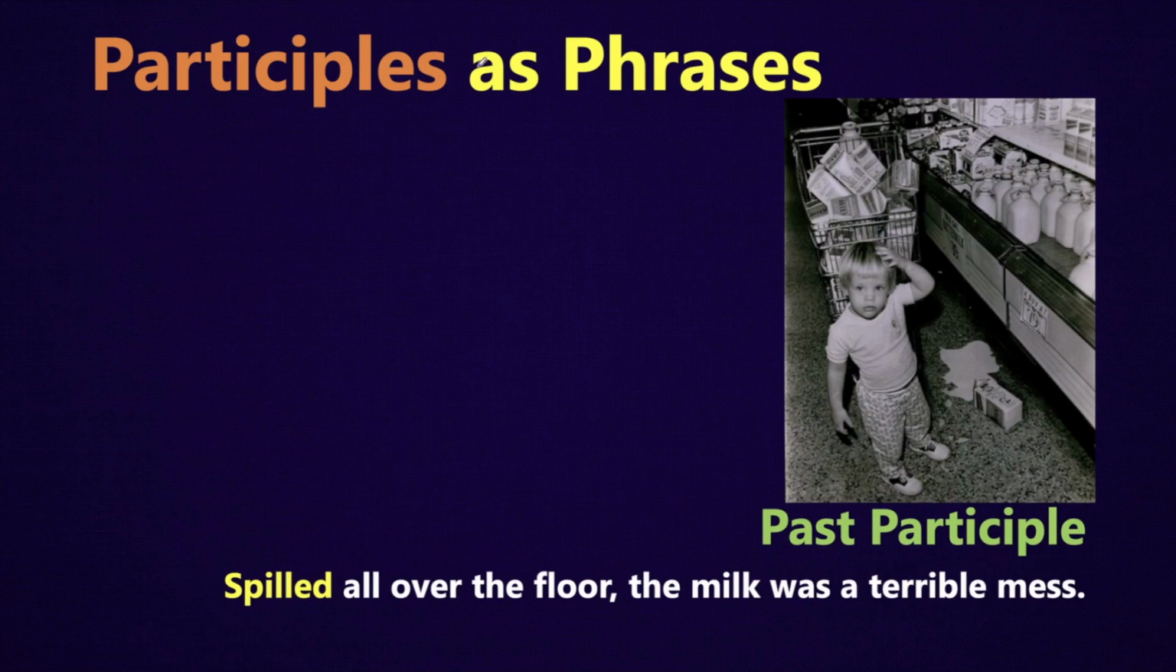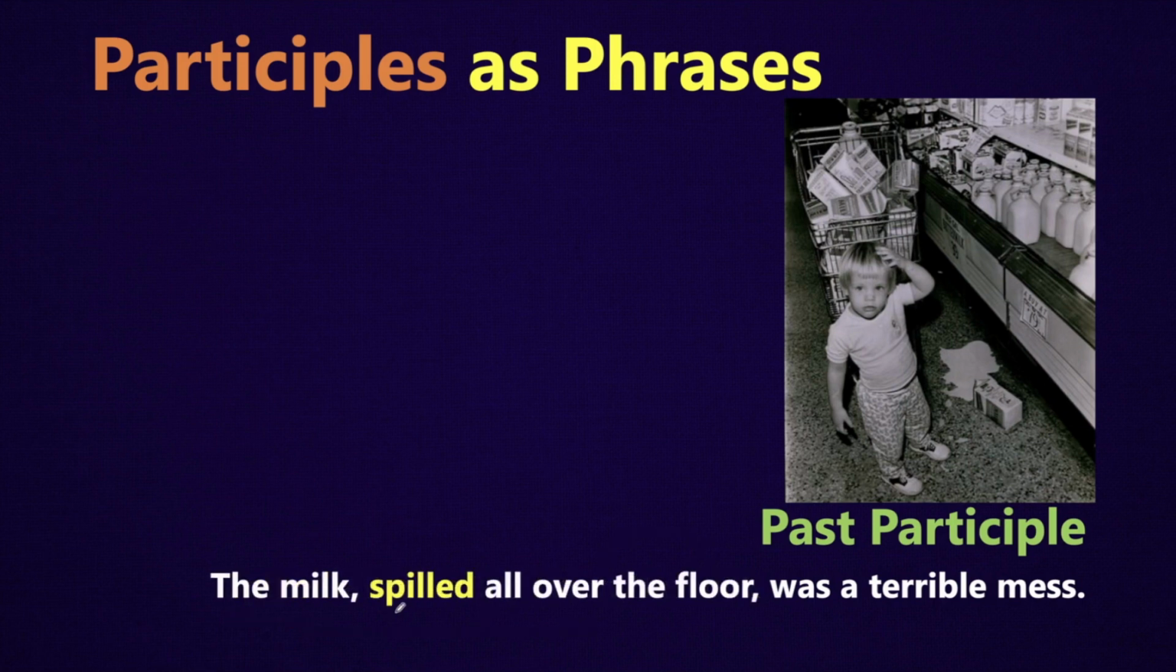We can also use participle phrases in the past participle. For example, spilled all over the floor, the milk was a terrible mess. So again, we see the participle phrase at the beginning of the sentence, and it is describing the milk here. Which milk are we talking about? The milk spilled all over the floor. Or again, we can move that participle phrase after the noun it's describing and use commas to separate it. So spilled all over the floor, which is describing the milk.